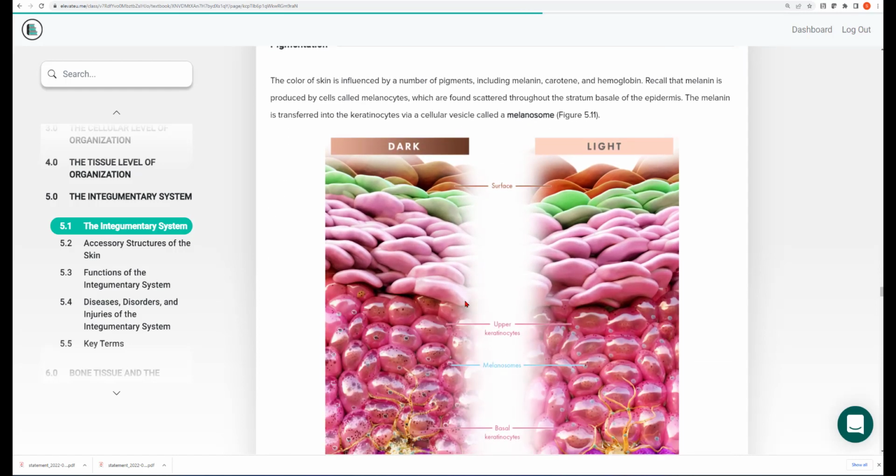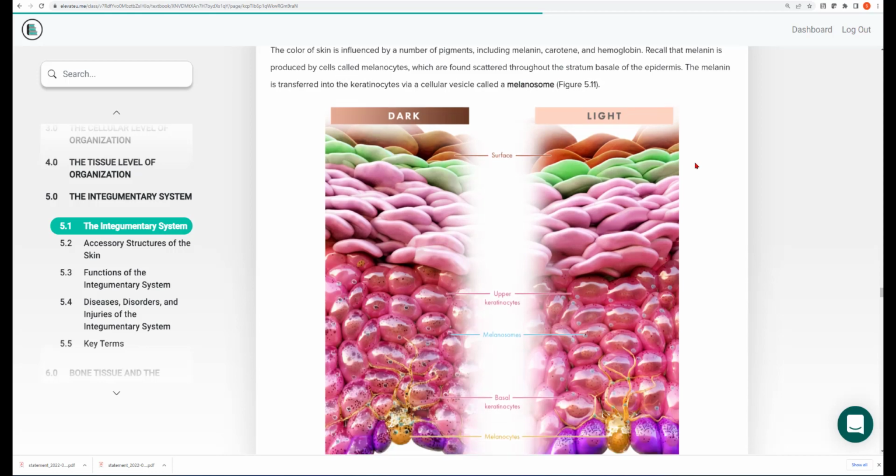So I've already mentioned that, so we're done with the layers, right? We talked about the epidermis, the dermis, and the hypodermis. Now let's go back and pick up a few more details. I told you that your skin color is influenced by pigments, specifically and mostly melanin, and that melanin is made by melanocytes, and those melanocytes are found down in the stratum basale.